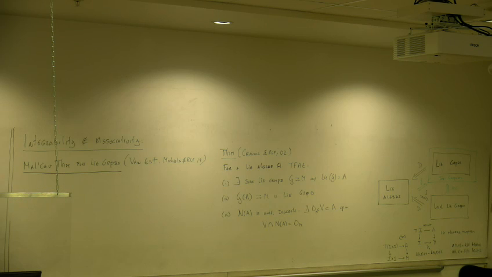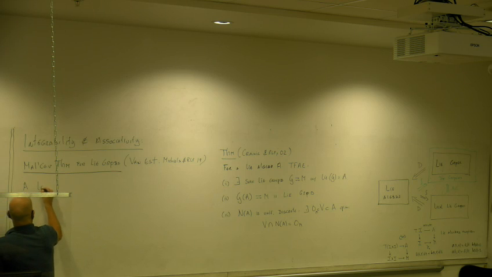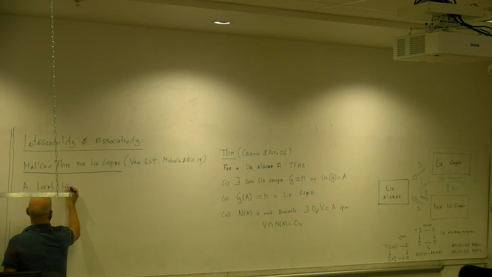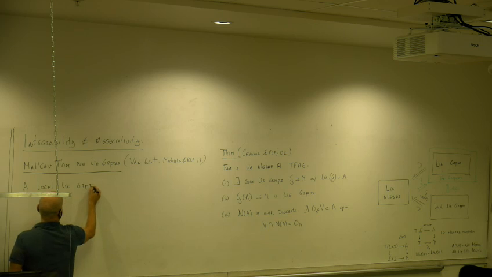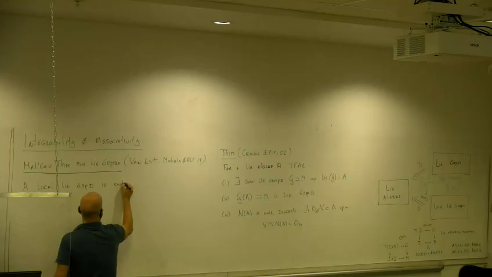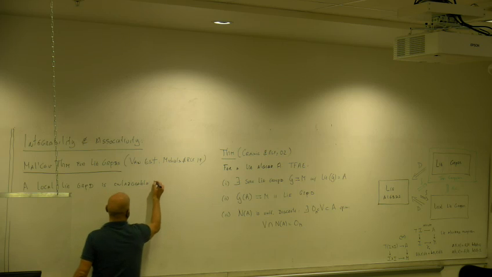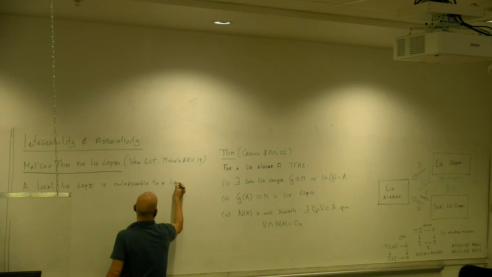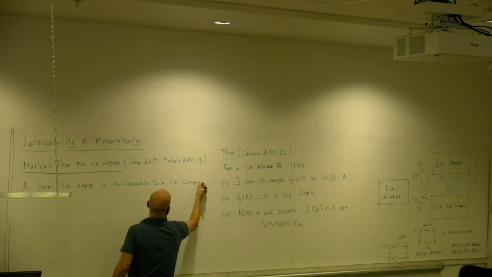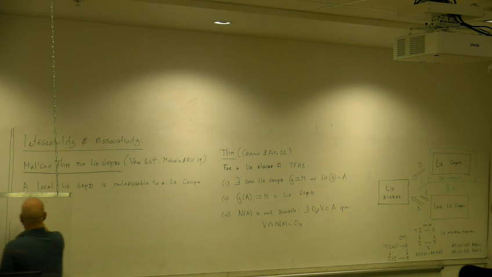And so this theorem says something very simple. It says that a local Lie groupoid is enlargeable to a Lie groupoid if and only if it is globally associative.